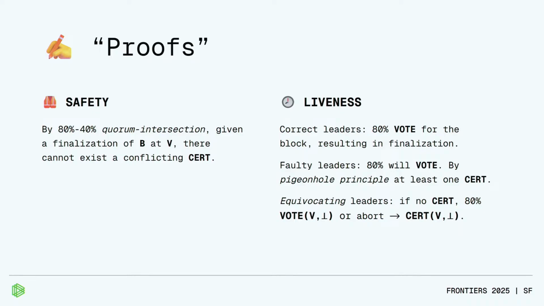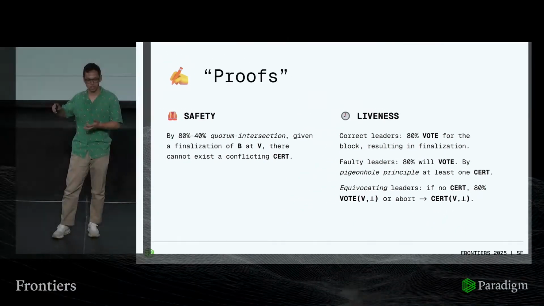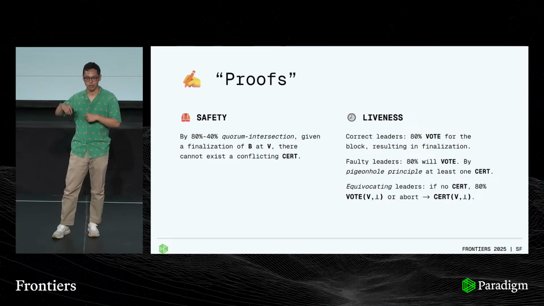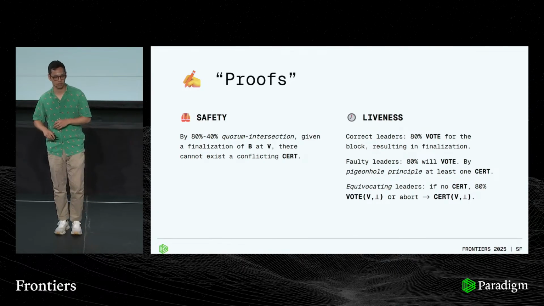And then for liveness, basically, you just have to make sure that you can proceed with, well, if you have a correct leader, or an honest leader, they'll correctly distribute the block, and everybody will vote for that block, and you'll be able to finalize it with at least 80% of the vote.